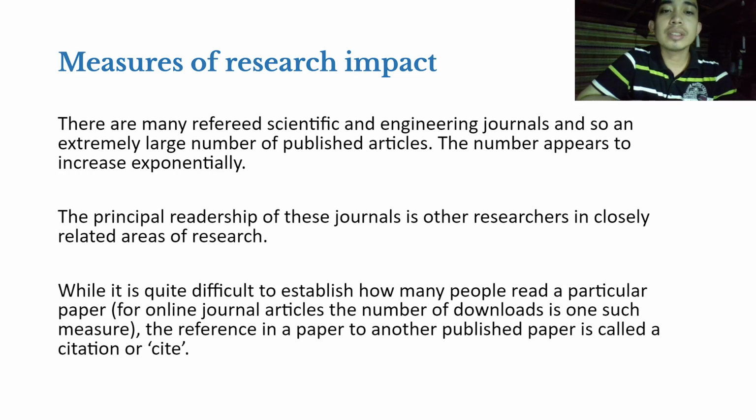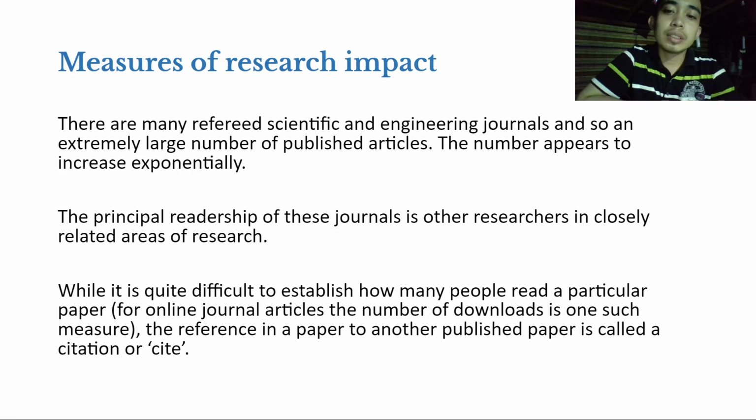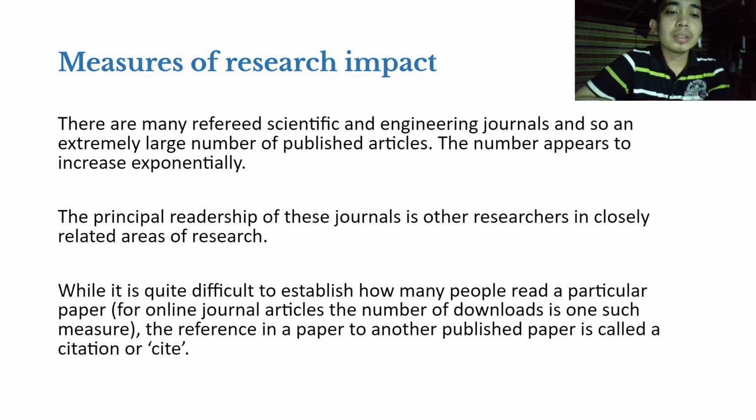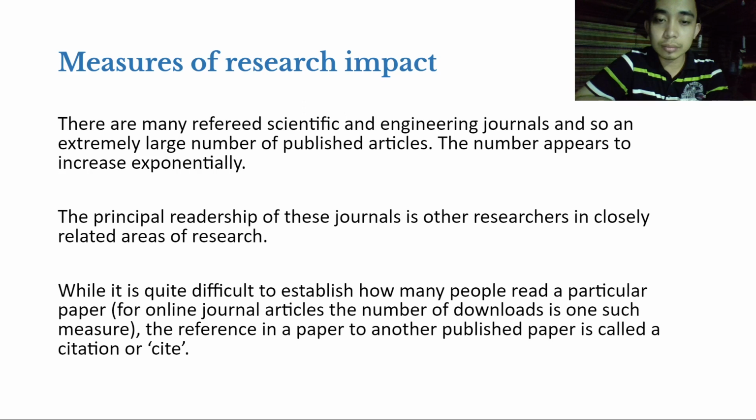There are many refereed scientific and engineering journals, and so an extremely large number of published articles. The number appears to increase exponentially. Published articles in peer reviewed scientific and technical publications seem to be rising rapidly. The principal readership of these journals is other researchers in closely related areas of research. Other scholars working in closely similar research areas make up the majority of these journal readers.